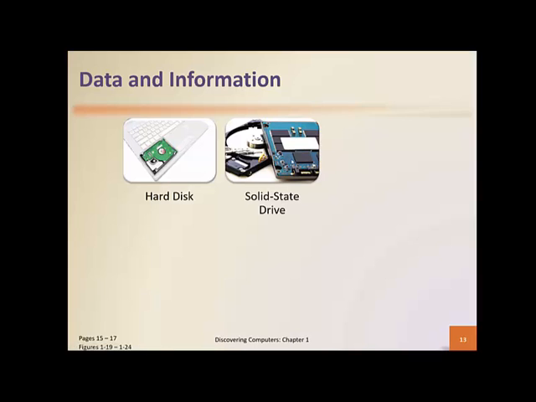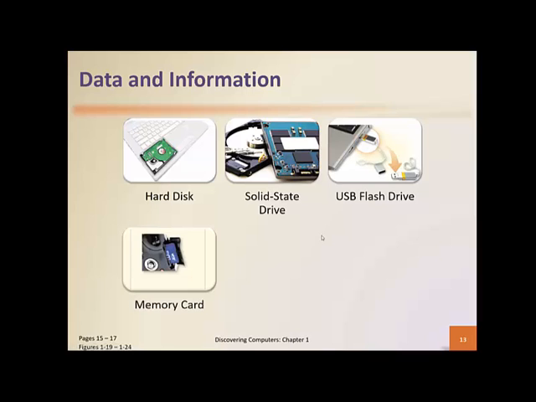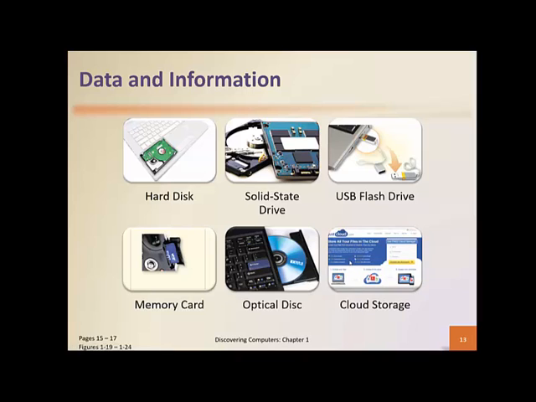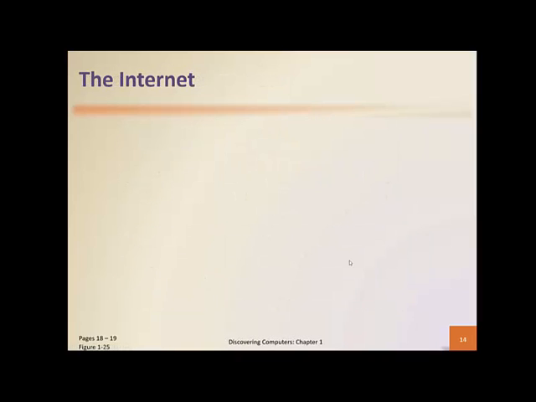So this memory would be like the same thing that's going on inside of your computer, or the same thing that's going on with a flash drive. A memory card goes inside of a camera. Here's an optical disc like a CD or Blu-ray, DVD, one of those kinds of things. And then we've got cloud storage. All those places that you can store data.